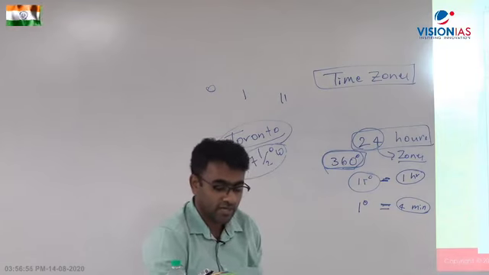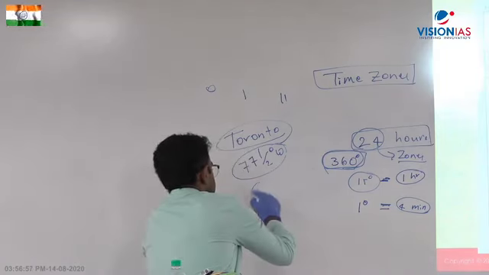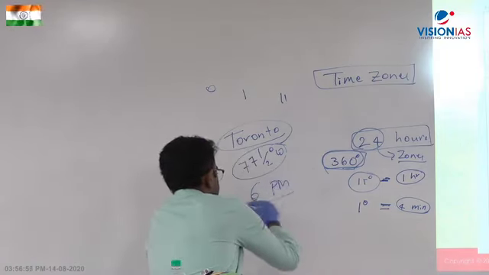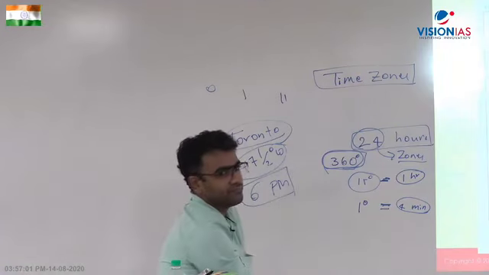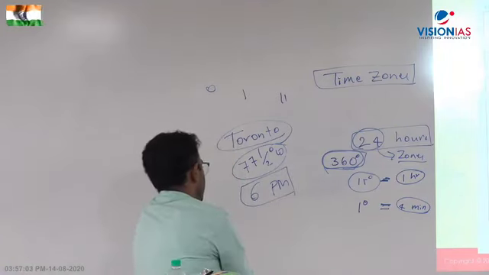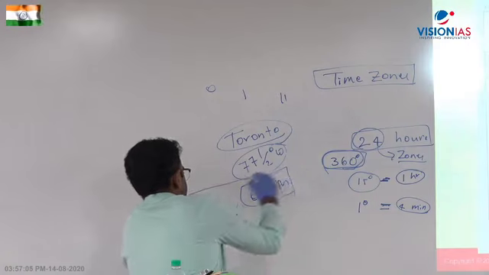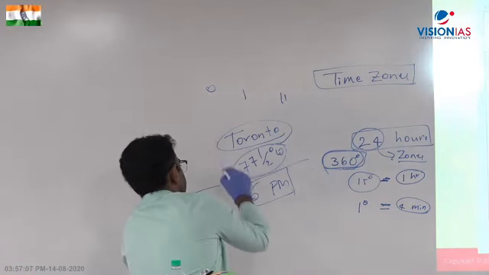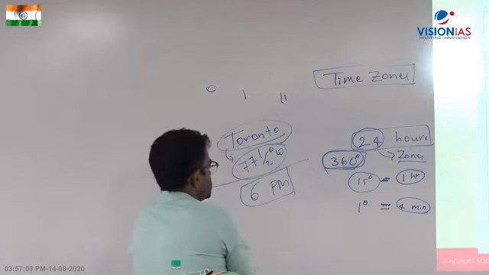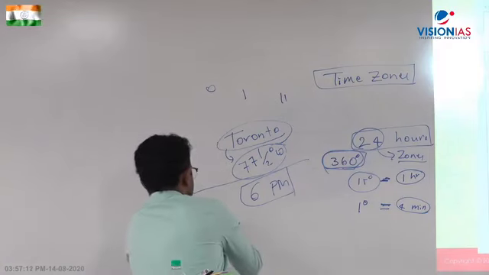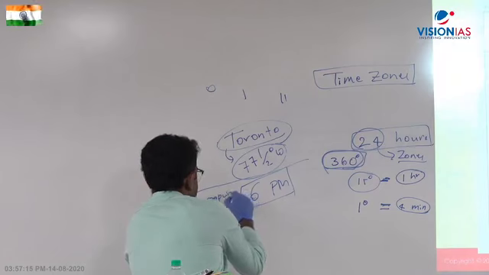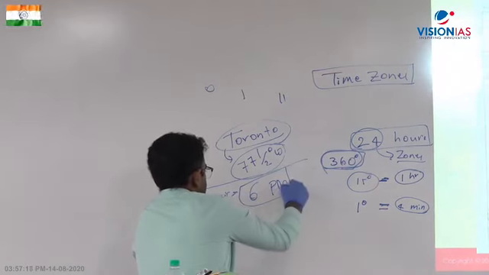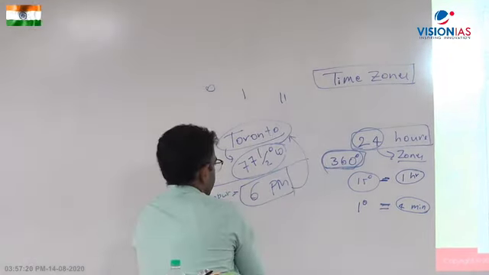and the time in Mirzapur is 6 p.m. Let's see how many of you will be able to calculate. So Toronto's longitude is 77.5 degree west, and the time in Mirzapur is 6 p.m. So what is the time in Toronto?